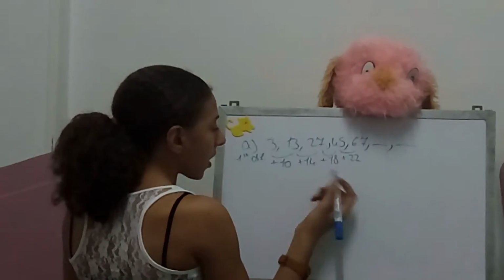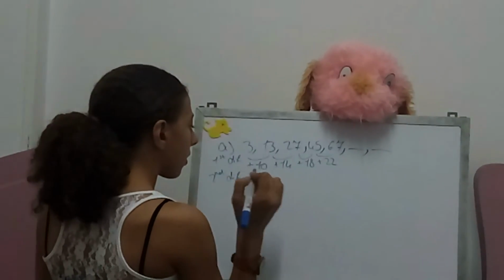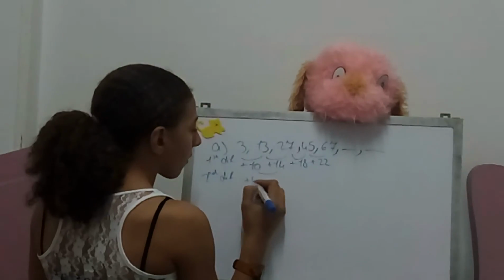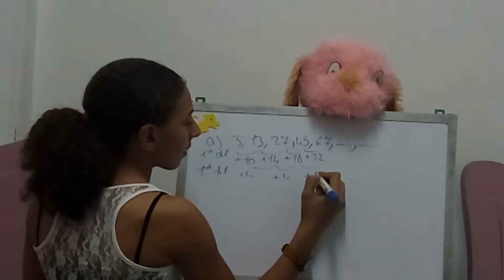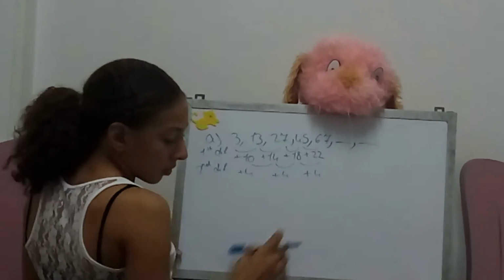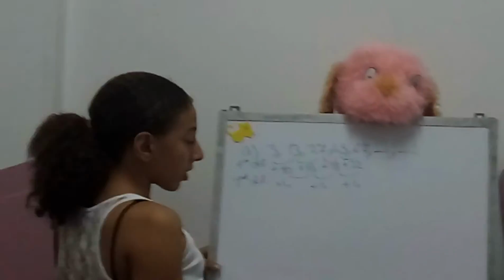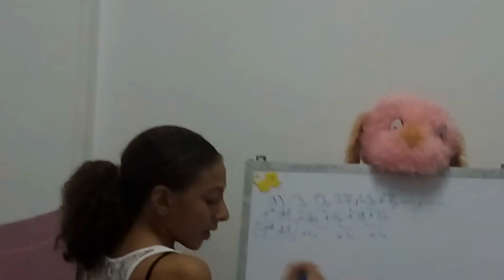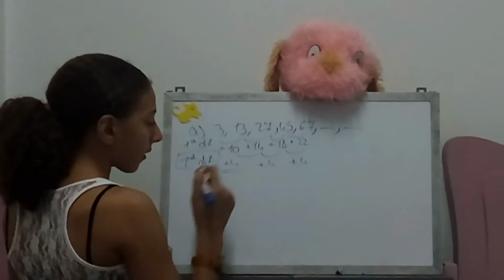It's not constant, so let's solve the second difference. Okay? From 10 to 14, we add 4. From 14 to 18, we add 4. From 18 to 22, we add 4. So this is constant. So the first question, which differences are constant? It's the second difference. Okay? Second question, what is the constant difference? The constant difference is adding 4.